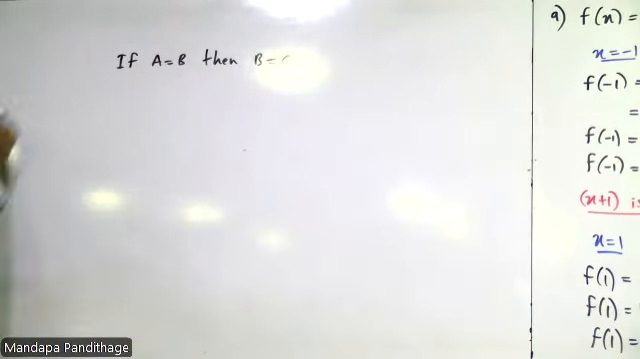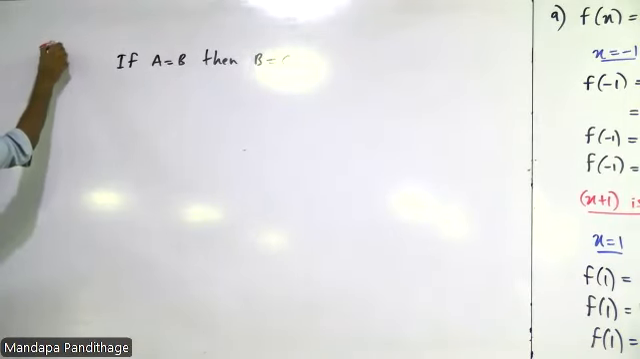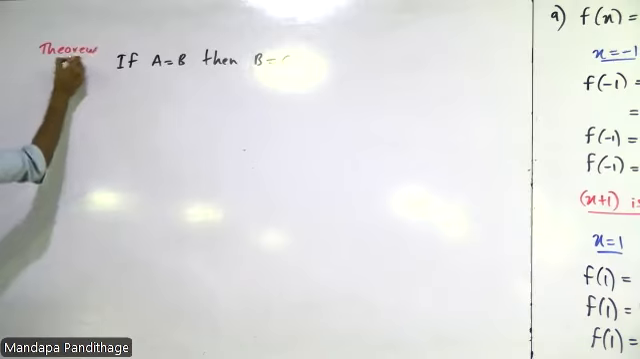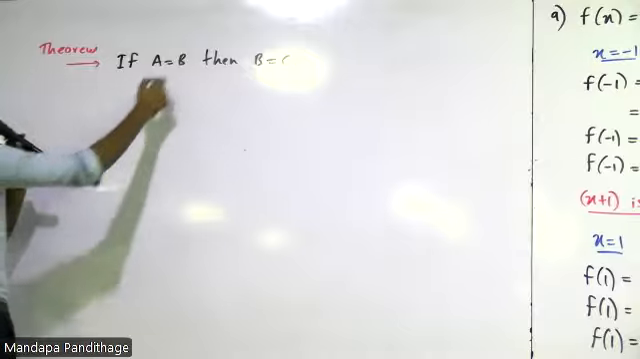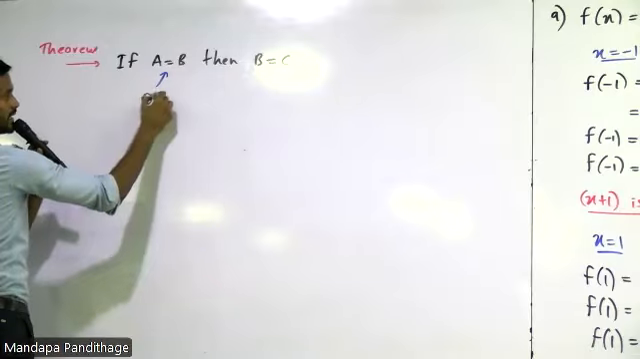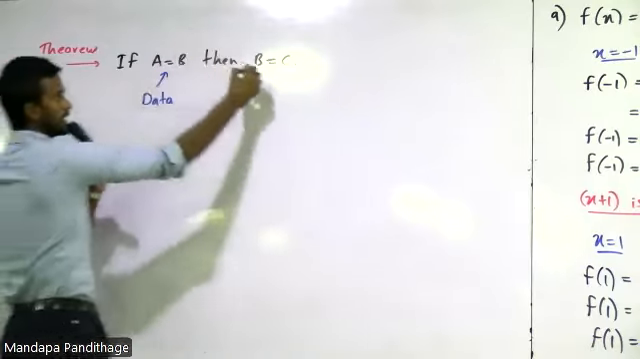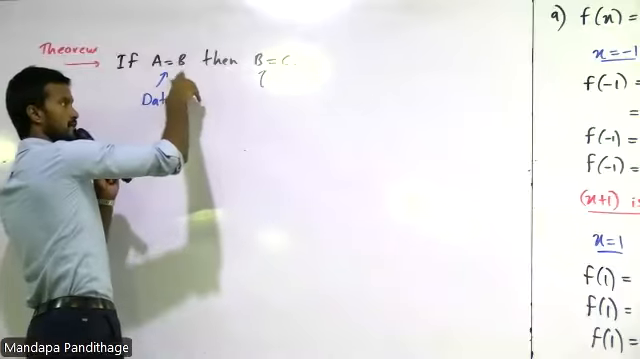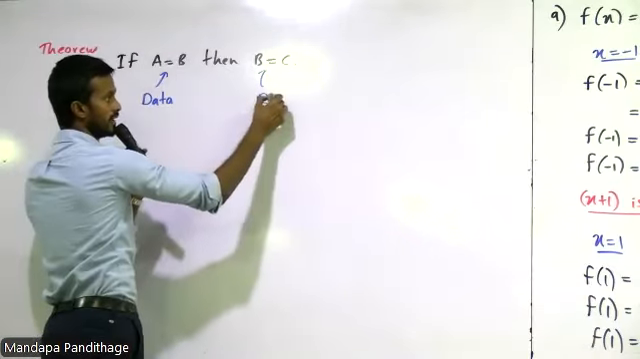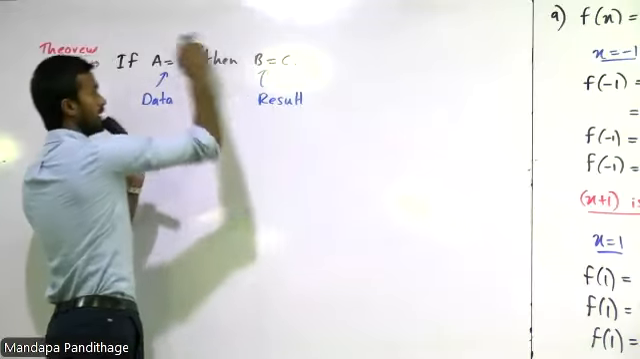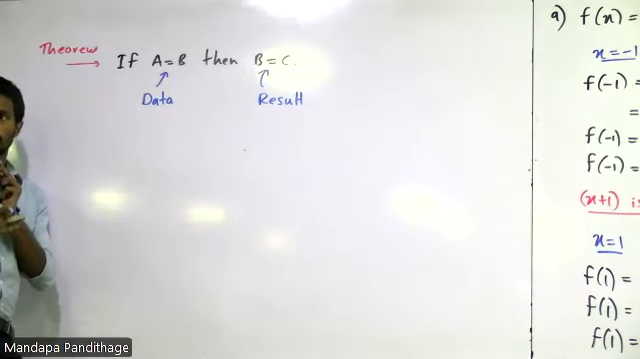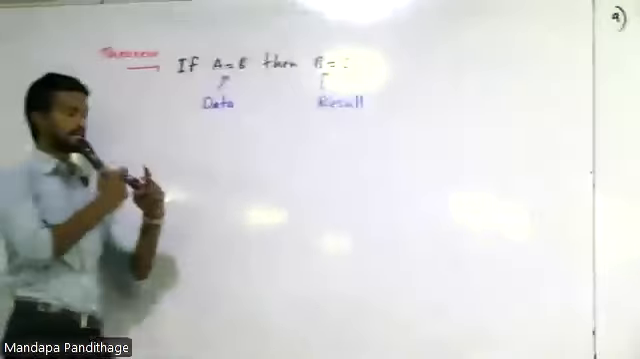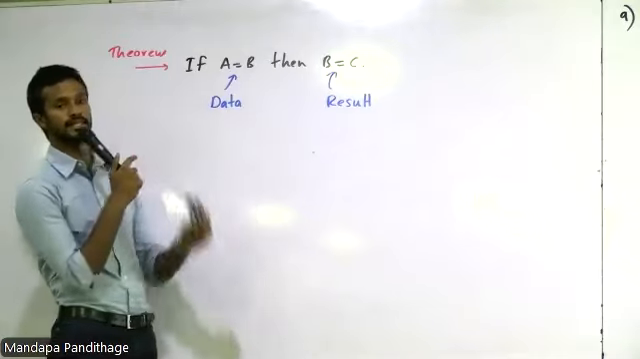So what is the theorem? If A equals B, then B equals C. This is the data. They have given a data, and if that data is fulfilled, we get a result. So if A is equal to B, then B equals C. Converse means simply the opposite, which means the result and the data interchange.